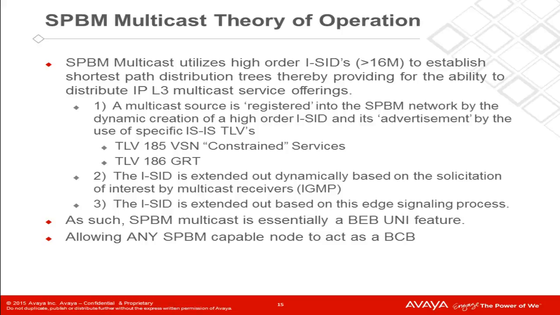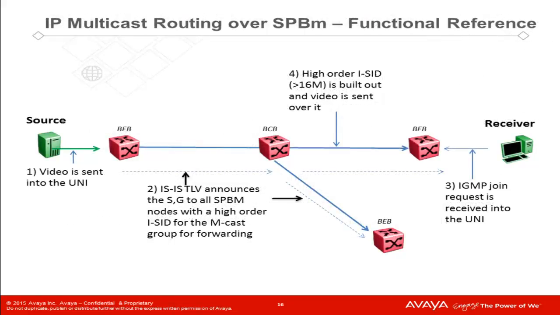The actual ISID itself is not extended out until there is a solicitation of interest by a multicast receiver using simple IGMP v2 or v3. Once the solicitation is made, the ISID is automatically extended out to the receiver, and multicast data will begin to flow. This slide illustrates a very simple reference diagram. As multicast data is sent into the network user interface at the edge of the Fabric Connect network, a dynamic ISID is automatically created and advertised. The receiver then simply solicits interest.